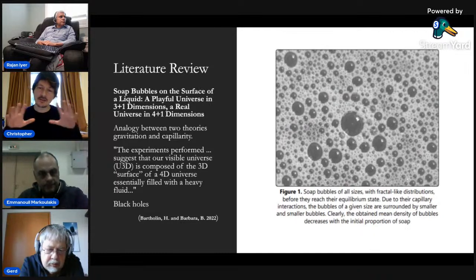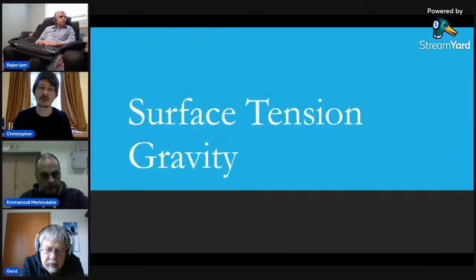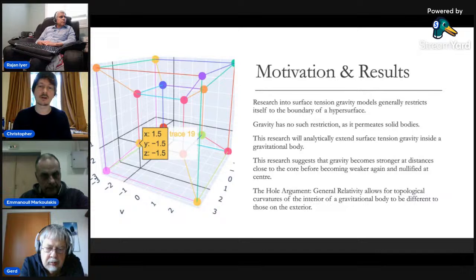So okay, with the bubbles, they're looking at bubbles on this surface and attempting to research black holes and things of that kind. They also have this idea of fractal bubbles, and it's interesting, but it's not directly related to our work. So move on. To begin with, we'll look at surface tension gravity and the motivations behind this.